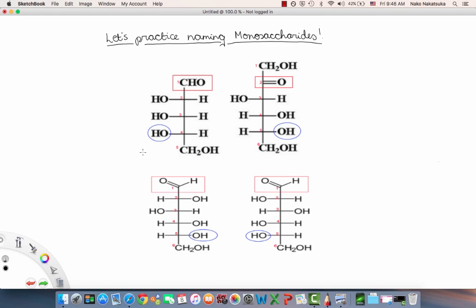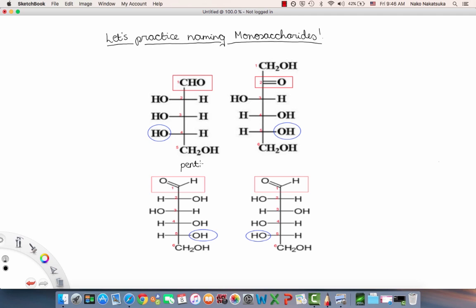So now let's practice naming some monosaccharides, and we can use all the different things that we learned in the previous slide. And so we have to always number the number of carbons, right? So in this case, I went from 1, 2, 3, 4, and 5. So always start at the top in terms of the numbering, so the one closer to the aldehyde or the ketone. And then we always have to name the number of carbons that are in the molecule, right? And so in this case, since we have 5 carbons, it's going to be a pentose.